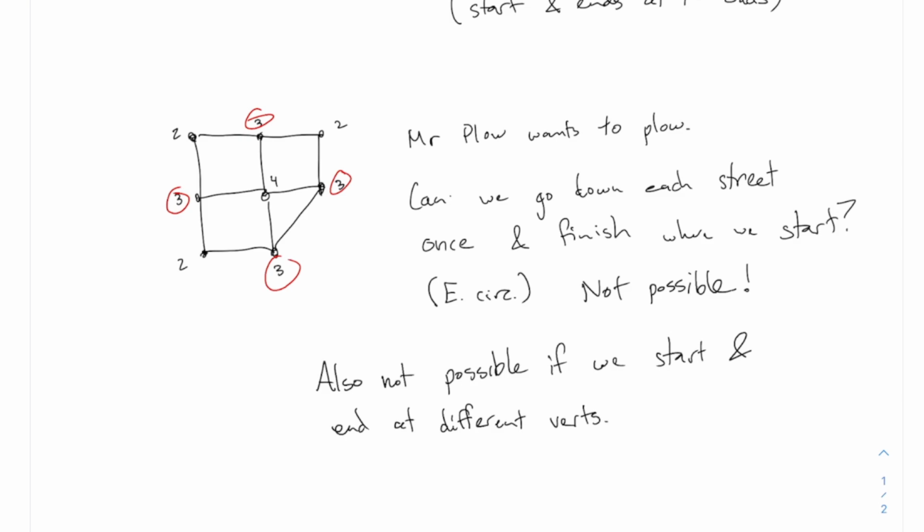How about this? How about let's imagine that Mr. Plow's wife, Mr. Plow's girlfriend, is a road builder, Ms. Road. Is there a way that you could build a new road over here to make this possible for Mr. Plow to do that?